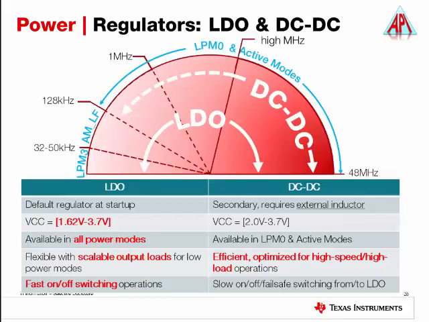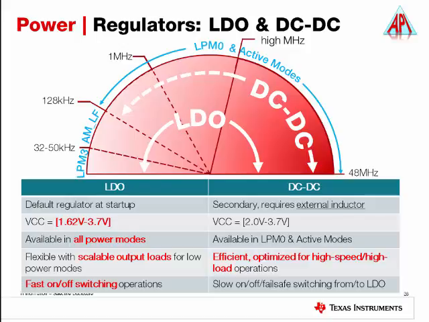There are two internal voltage regulators in the system, the LDO and the DC-DC. By default, the LDO is always the chosen regulator at startup. It is the most versatile one because it can operate all the way from 1.62 to 3.7 volts. The LDO can be used in all low power modes or active power modes. It is also very flexible and it's scalable to generate different output loads depending on the low power mode that is being used. The LDO also supports fast on and off switching operation. This can become quite handy when your application needs to jump in and out of active and low power modes frequently.